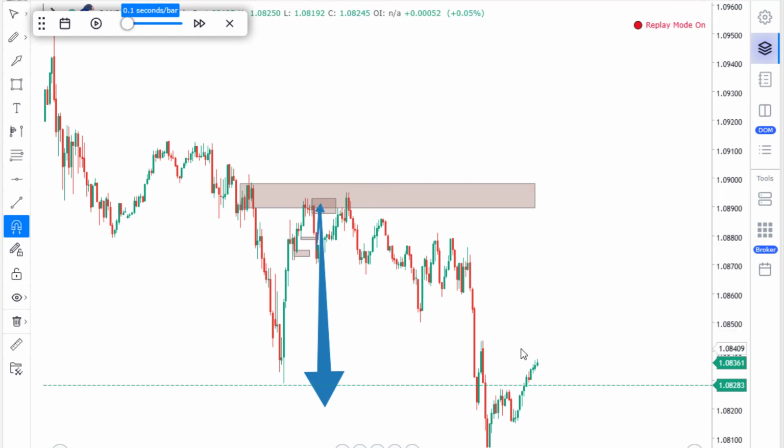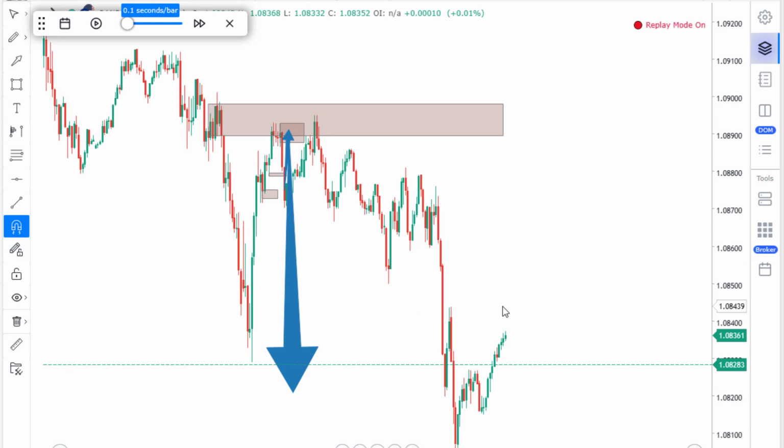All right, so this confirmation could just be sometimes to increase your entry probability, because sometimes if you enter directly, price might stop you out before coming back. So that is it, guys.